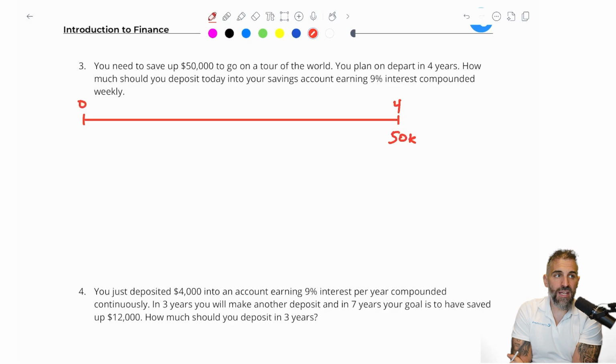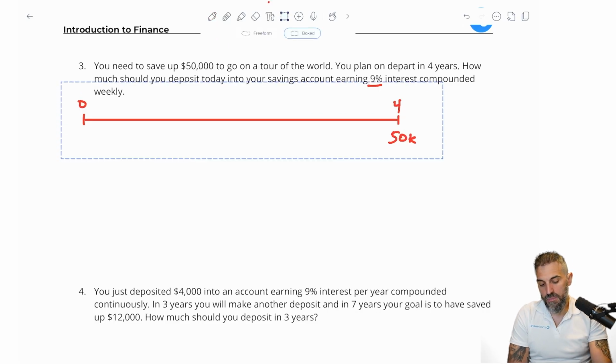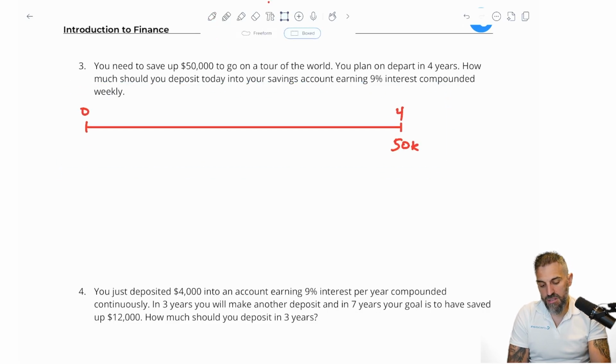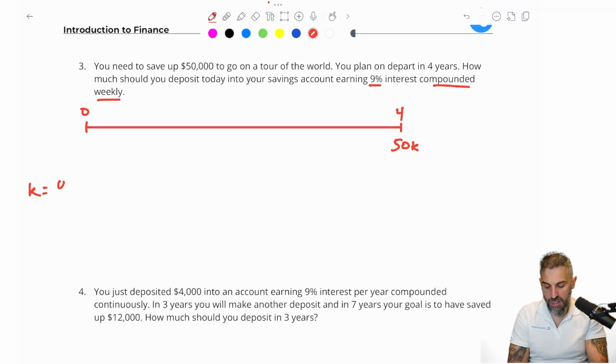Your account earns 9% interest compounded weekly. Oh, there it is. 9% is your APR. It's not your effective rate. 9% is just your annual rate. But because they said the compounding, you need to adjust it. So my K is actually 9% over 52. And this one I'm not going to punch it in because I don't want to introduce a bunch of rounding, right? If I do 0.09 over 52, I'm assuming it's not going to be a nice round number. It is not. I'm just going to leave it like that.